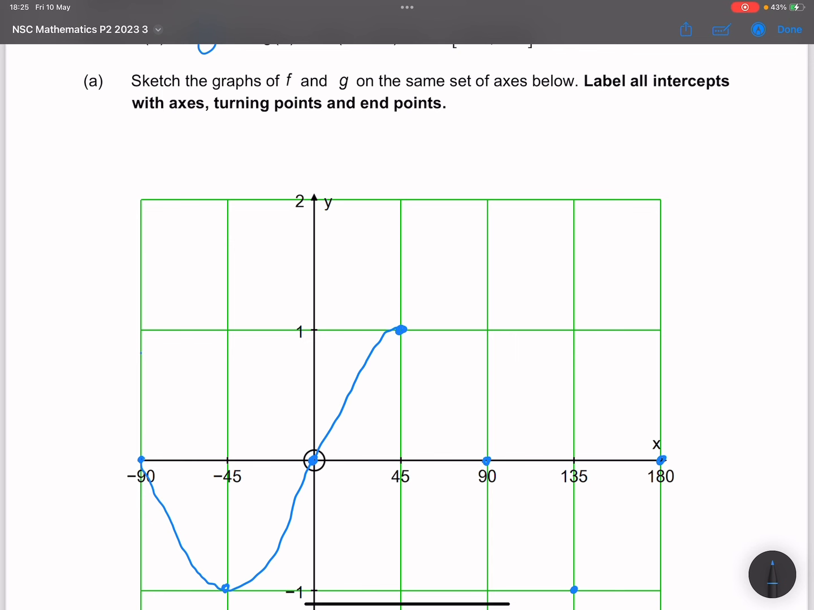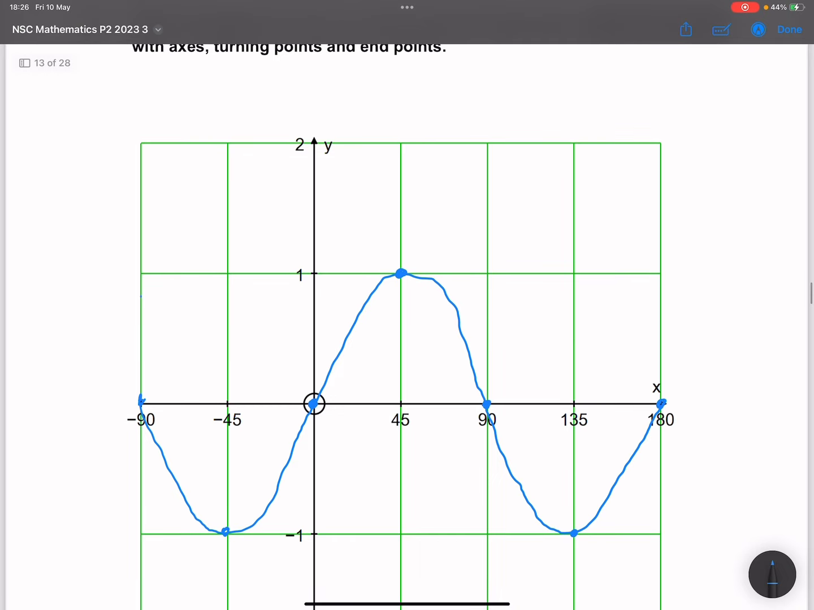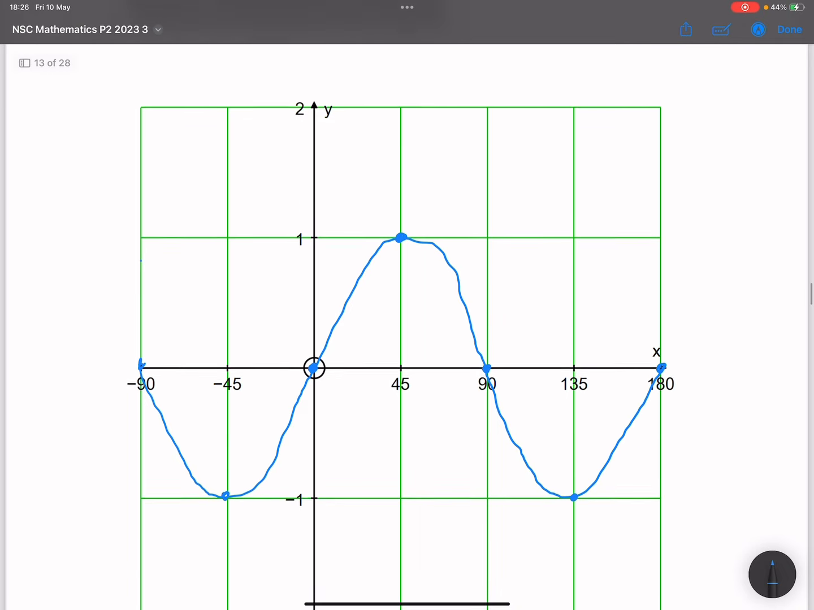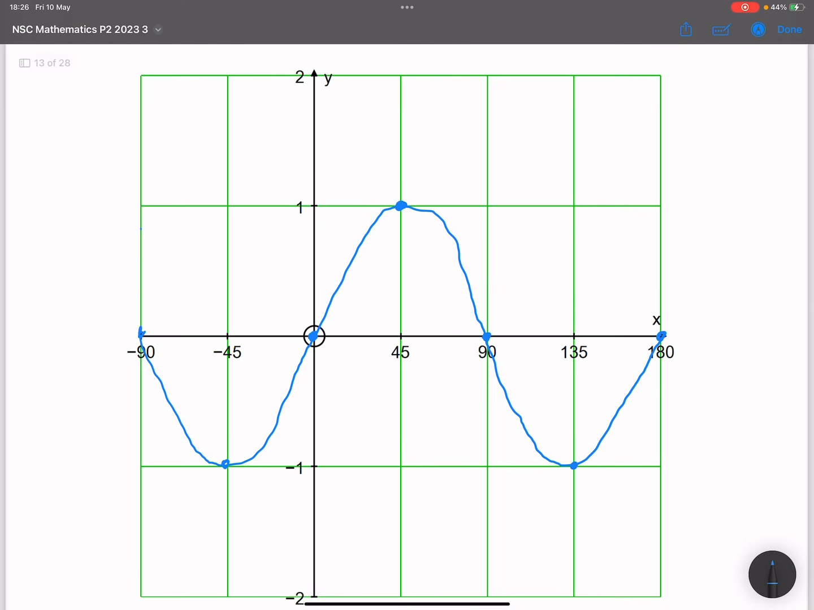Okay, so there. Let me just redraw that quickly. I was coming very nicely with it. Okay, and apologies for that squiggly line there. I'm trying to keep my hand as steady as possible. Right, so we're going to show our turning points. So this would be 135.